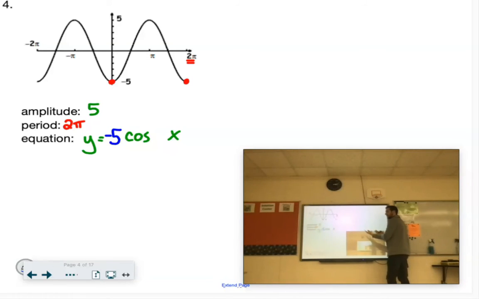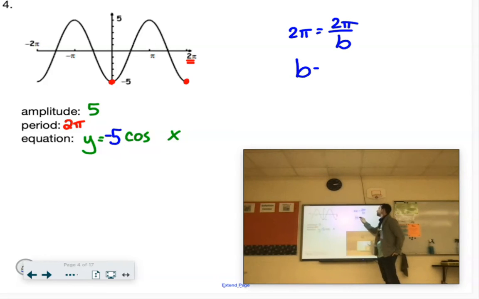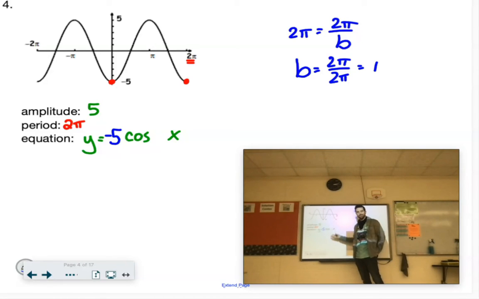And then we have to calculate if there's a B besides 1. So if we do the period, 2 pi equals 2 pi divided by B, flip-flop, B equals 2 pi over 2 pi. So B comes out to 1, so you don't need to write that. You could write 1x, but why would you? You should just write y equals -5 cosine x.